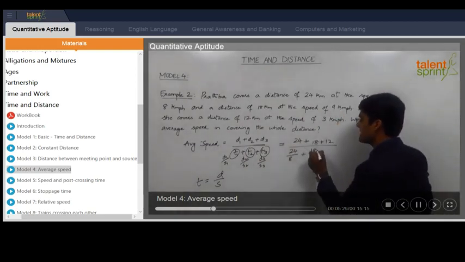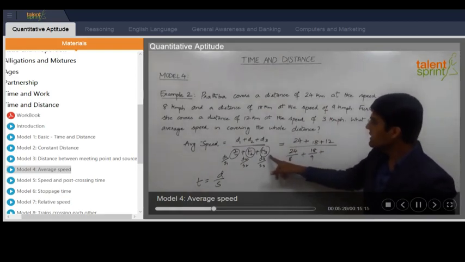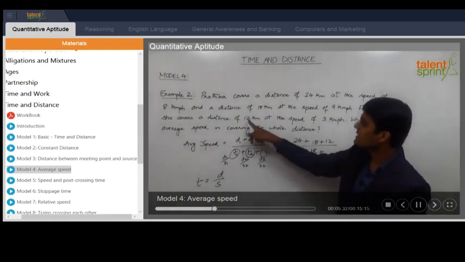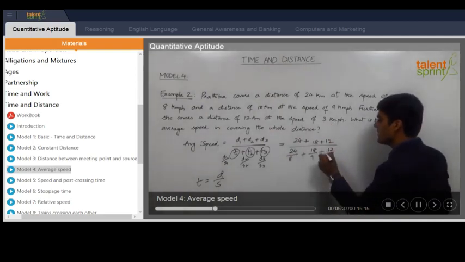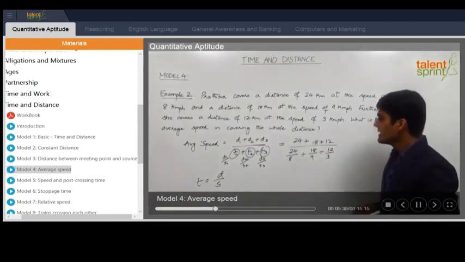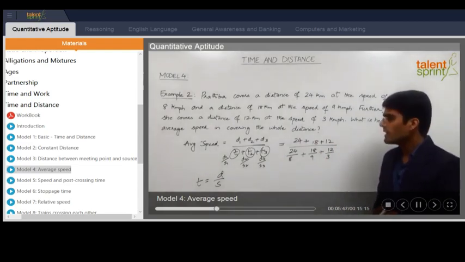So this can be taken as 18 by 9 plus, for the third part of the journey, the time taken will be D3 by S3. So the distance here is 12 kilometers and the speed is 3 kilometers per hour. So this is 12 by 3. Again, as you can see here, the distances are given in kilometers and the speeds are given in kilometers per hour. So we need not convert any of the units here before we do the calculation. And the speed that we obtain will be in kilometers per hour.